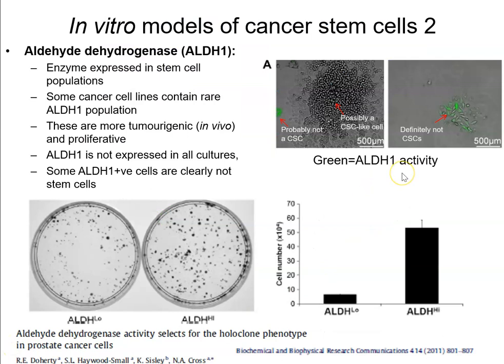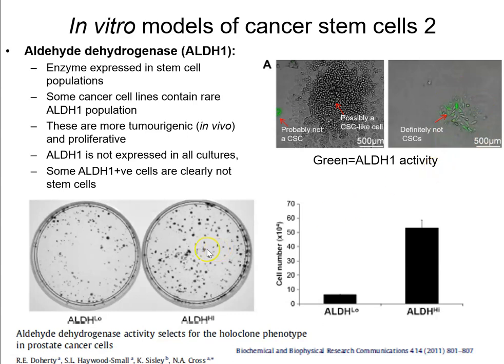We can also look for some more generic markers of stem cells within our tumour cell population. Again, this is all done in standard cell culture. One of these markers is aldehyde dehydrogenase. This is an enzyme present in many stem cell populations, including hematopoietic cells and mesenchymal stem cells. And some cancer cell lines contain rare ALDH1 populations. And this image is taken using an aldehyde dehydrogenase kit called Aldefluor. Basically, cells which are ALDH positive cleave a substrate and become fluorescently green.